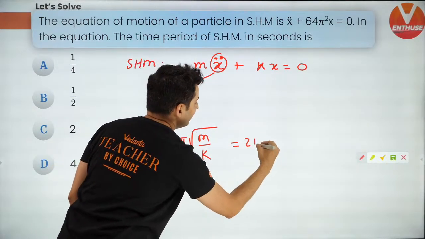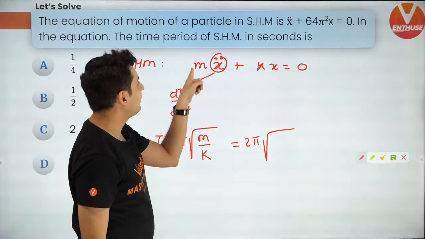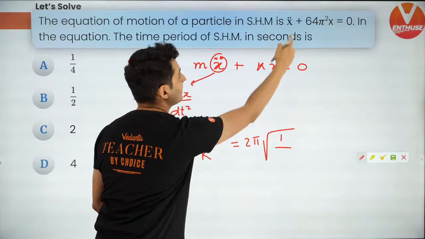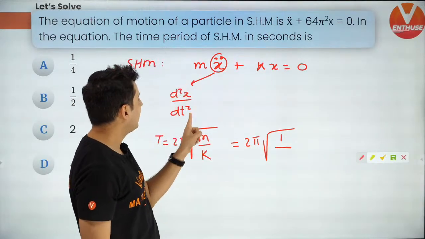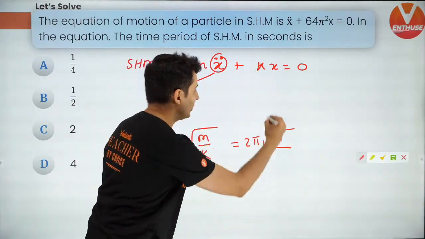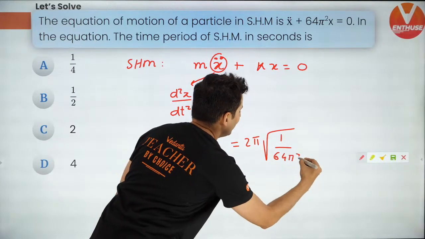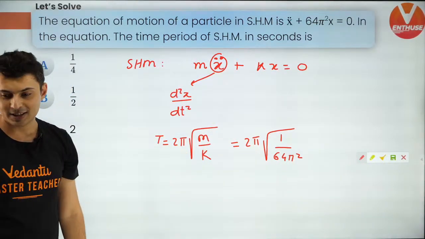So therefore it will be 2 pi under root. Instead of m, you have 1, because there is nothing getting multiplied with x double dot. But k, you can see what is similar over there. It's 64 pi square, guys. It's 64 pi square.